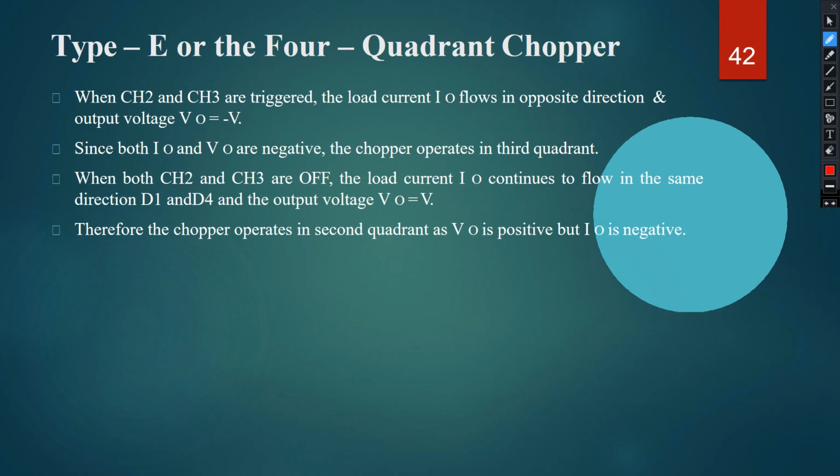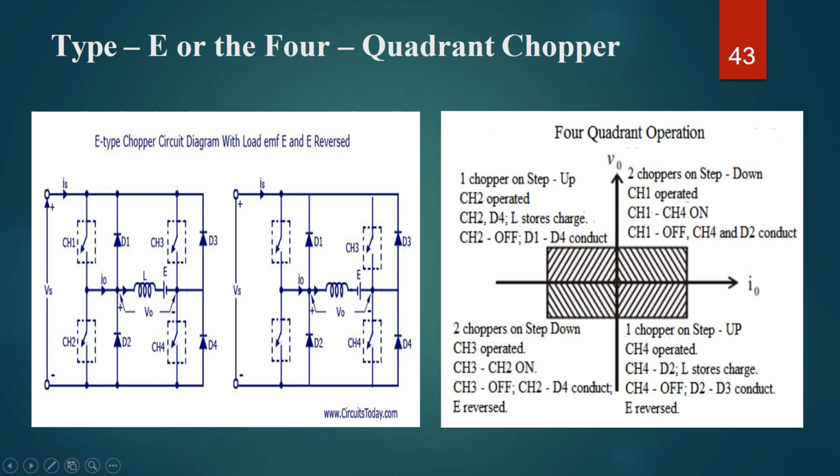Now here, when CH2 and CH3 are triggered, the current I0 flows in the opposite direction and the output voltage becomes negative. So both I0 and V0 are negative and the chopper operates in the 3rd quadrant. When both CH2 and CH3 are off, the load current continues to flow in the same direction through D1 and D4, and the output voltage becomes V, that means positive. So the 2nd quadrant operation is there, V0 is positive and I0 is negative. Let us see the circuit over here. You just have to remember, all the 4 quadrants of operation are there.